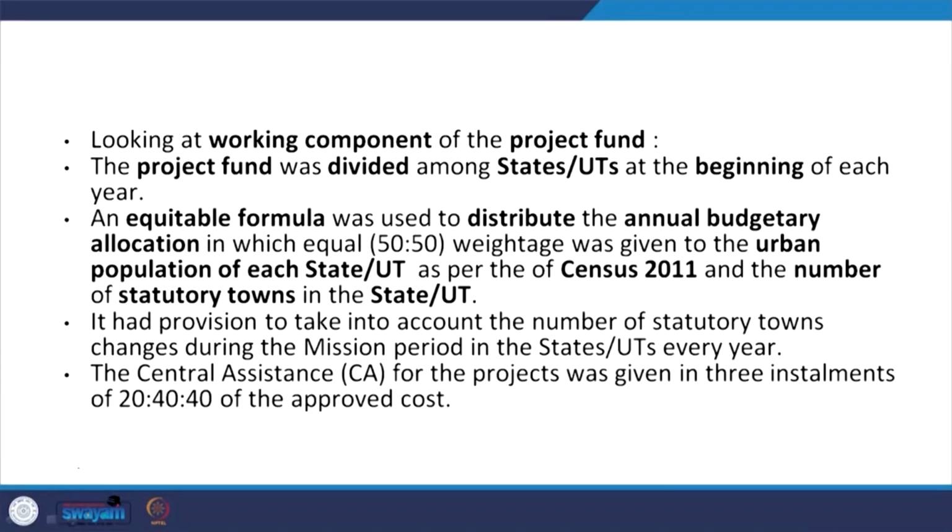Looking at the working component of the project fund, the project fund was divided among states or the union territories at the beginning of each year. An equitable formula was used to distribute the annual budgetary allocation in which equal 50-50 weightage was given to the urban population of each state or union territory as per the census of 2011, and the number of statutory towns in the state or union territory. It also had provision to take into account the changes in the number of statutory towns which might happen during the mission period in states or the union territories every year. The central assistance for the project was given in 3 installments of 20, 40, 40 of the approved cost.